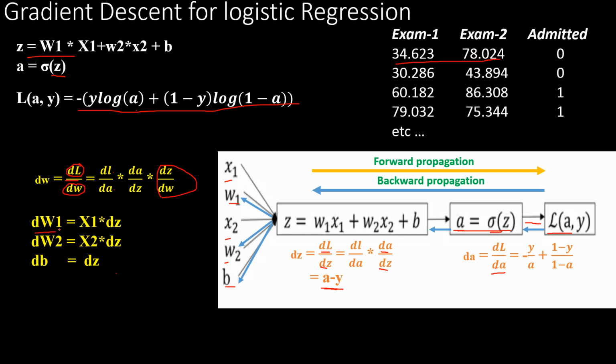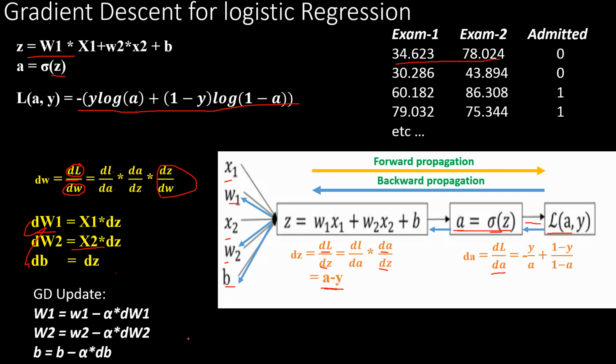So ultimately dw1 will be x1 into dz. Here dw1 means dL by dw1, dw2 means dL by dw2, and db means dL by db. These three terms are needed for the gradient descent update. Once these three terms are computed by back propagation, we can simply do the gradient descent update for one cycle: w1 equals w1 minus alpha dw1, w2 equals w2 minus alpha dw2, and b equals b minus alpha db.